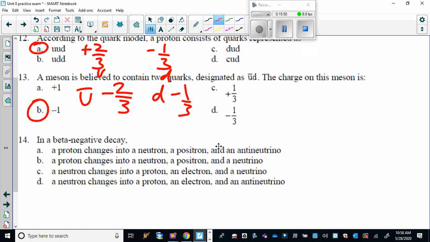In beta negative decay, a proton changes into a neutron, a positron, and an antineutrino. Again, a knowledge question. In beta negative decay, you start with a neutron, and it decays into a proton, an electron, and an antineutrino.